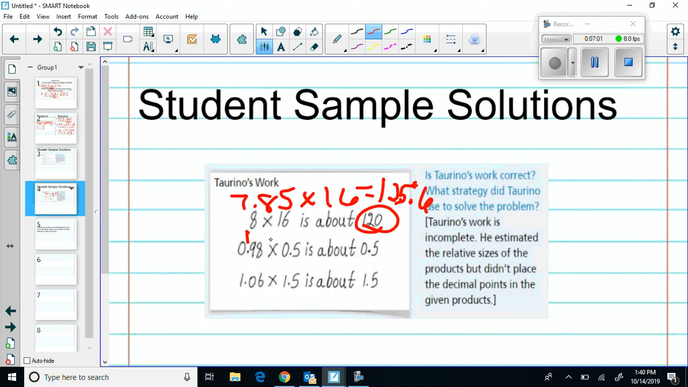98 hundredths times a half is about a half. Basically 1 times a half lets you know that your answer is going to be close to a half. So when we looked at 49, our decimal point would go in front of the 4 because 49 hundredths is 1 hundredth away from a half. And then 1 times 1.5, you get 1.5, 1 and 5 tenths, which means our answer has to be close to 1 and 5 tenths. So when we look at 159, if we put our decimal there, that is close to 1 and 5 tenths.